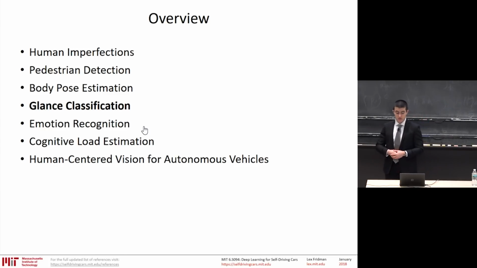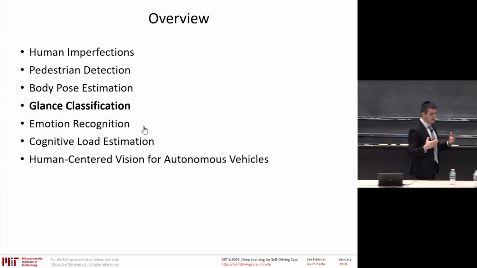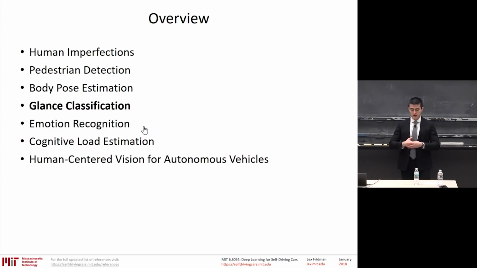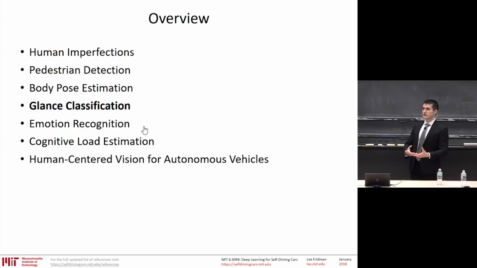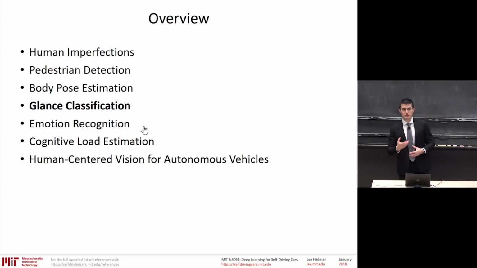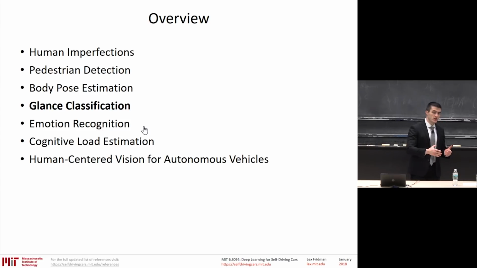Glance classification: one of the most important things in driving is determining where drivers are looking. If there's any sensing that I advocate that has the most impact in the driving context, it is for the car to know where the driver is looking. And at the very crude region level of information, is the driver looking on-road or off-road? That's what we mean by glance classification.